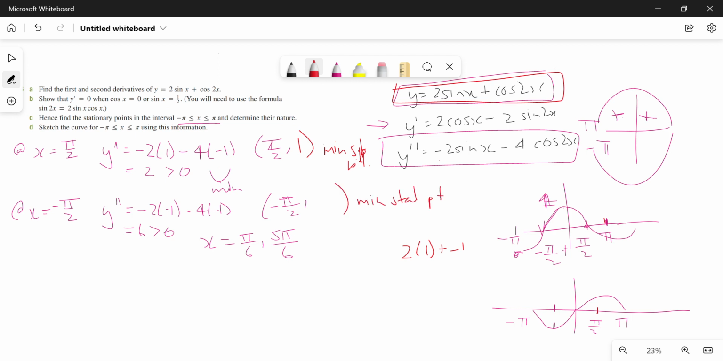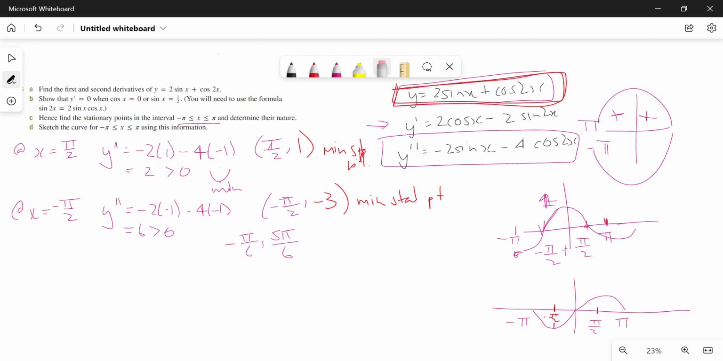All right, subbing in negative pi on 2 into, of course, our red box to find our y value. So we've got 2 sine negative pi on 2. Sine of negative pi on 2 is negative 1. And then we've got plus cos of negative pi, which is negative 1. So we've got negative 2, negative 3 there. All right, so let me rub those out.